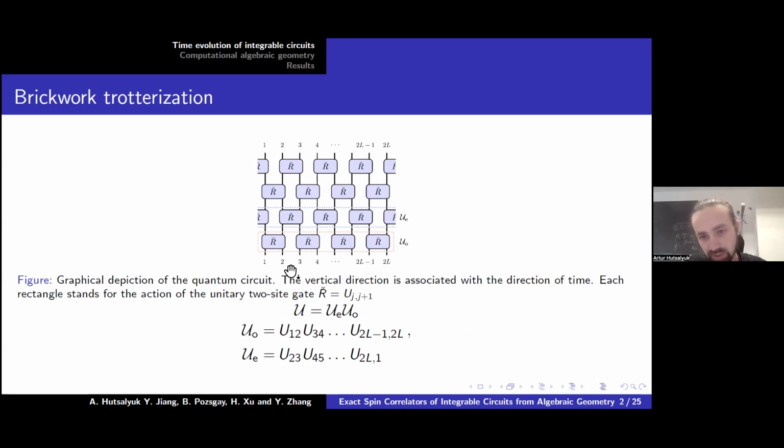Could you see my mouse? Yes. Sorry, could you see my mouse? Yes, hopefully. Yes, we can see.